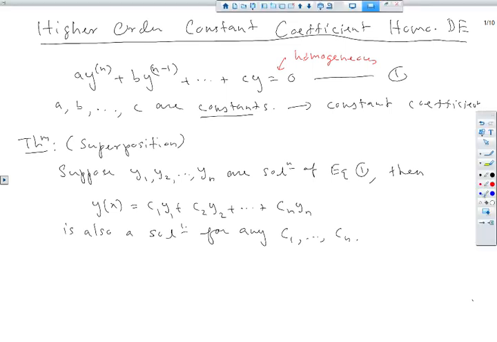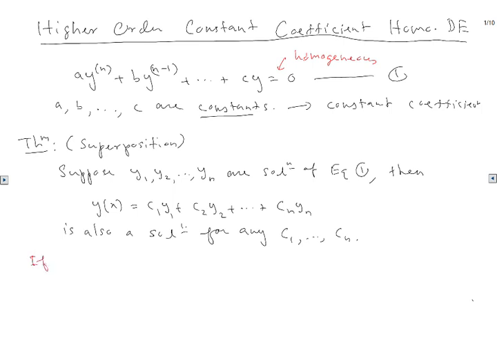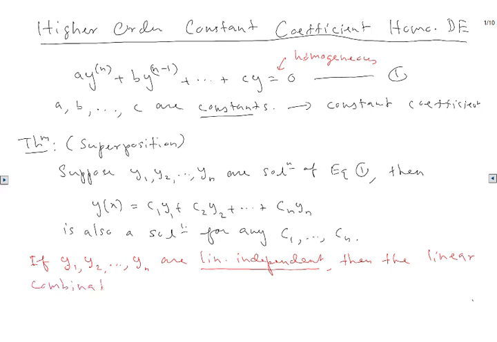So let's write it for future reference. If y1, y2, through yn are linearly independent, then the linear combination above is the general solution of the differential equation 1. What we need is that those solutions have to be linearly independent. We can talk about that in a minute.